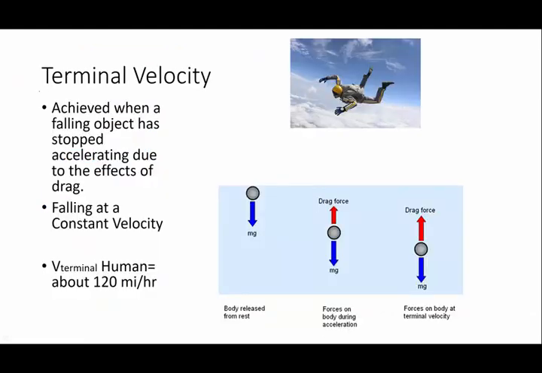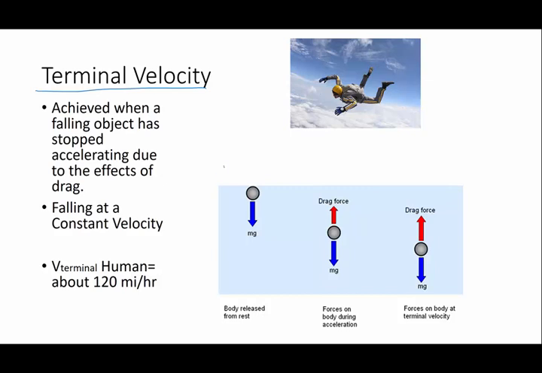Now there's a thing that is called terminal velocity, and it is achieved when a falling object has stopped accelerating due to the effects of drag. Basically, an object is falling at a constant velocity. How in the world does this occur? Well, let's talk about a parachutist who's just jumped out of an airplane.